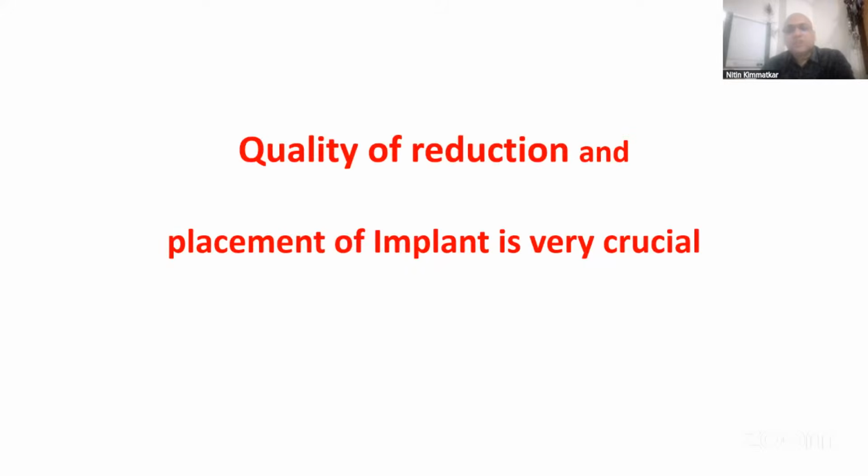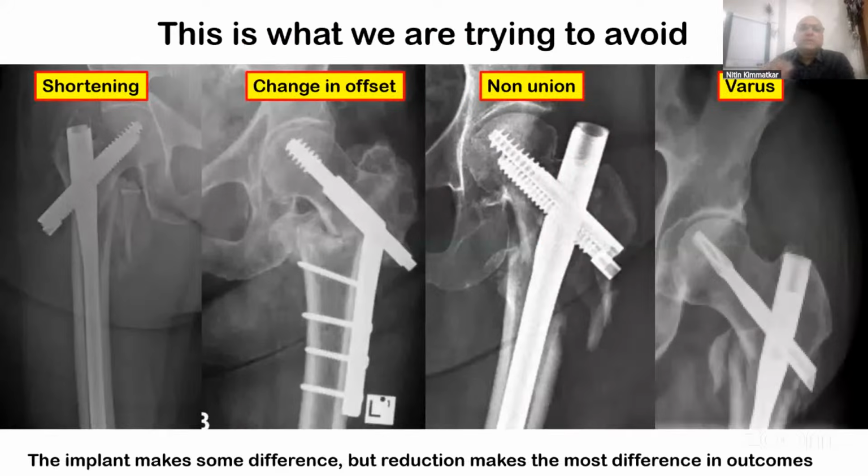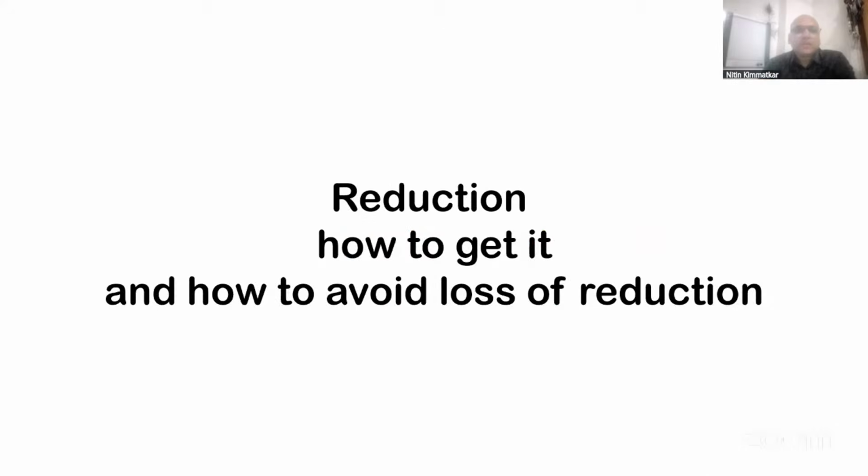What we should be aiming at is the quality of reduction and how we are placing our implant, in what zone. What are we trying to avoid? We are trying to avoid shortening. We are trying to avoid change of offset. We are trying to avoid non-union, and we are trying to avoid varus.